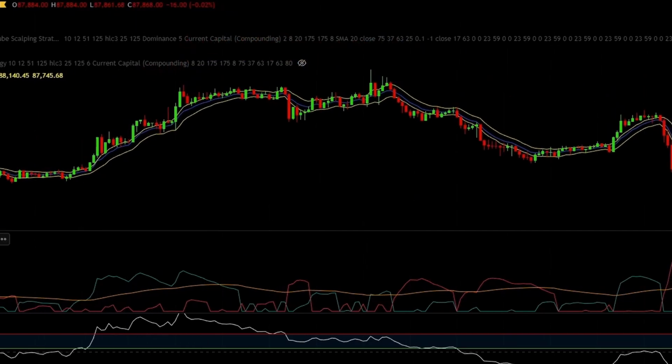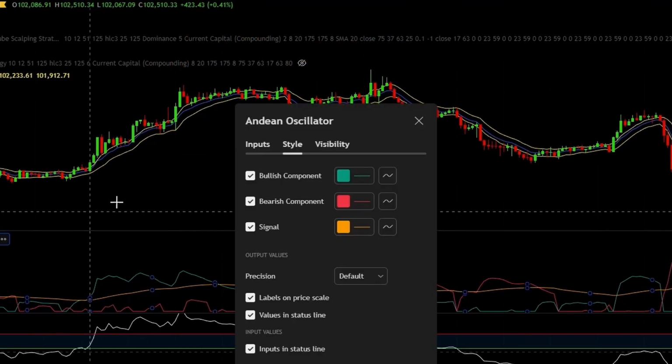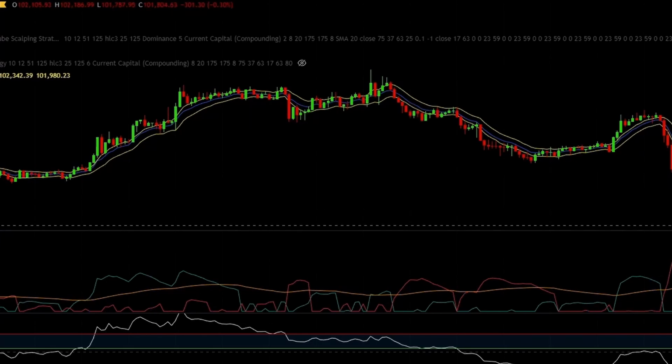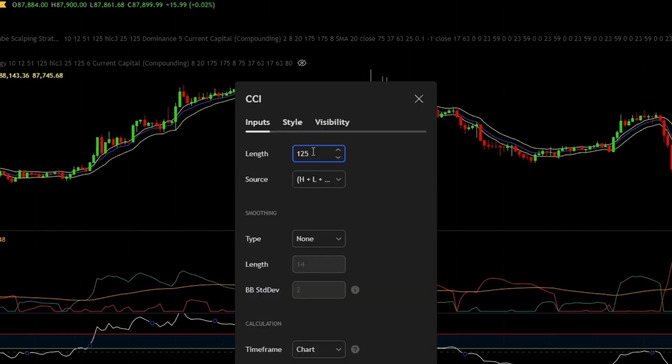control. Moving on, let's set up its optimized parameter settings. So for length, I found that 12 works the best, and the signal length should be set at 51. Moving on to the CCI. The CCI represents how far the price is from the general norm. So if the CCI is high, it means that the price moved way more above than the normal price, and when it's below, it means the opposite.